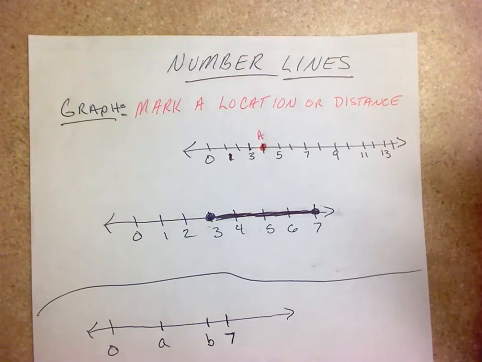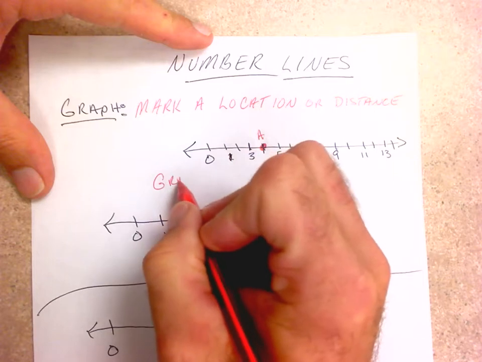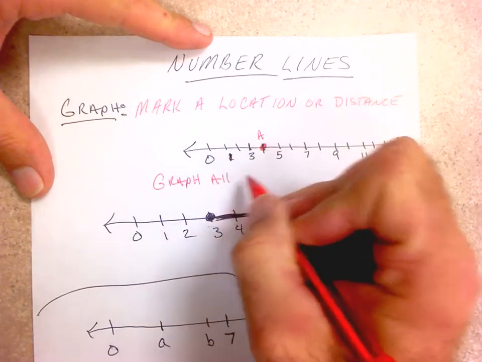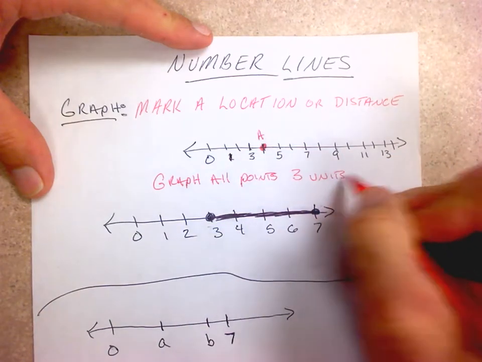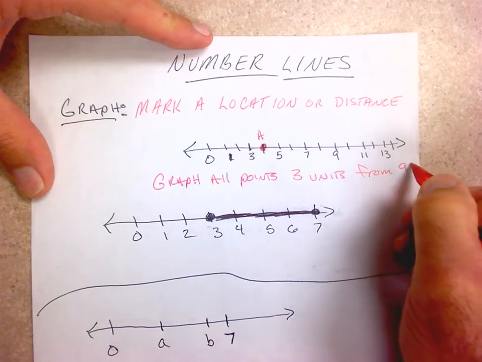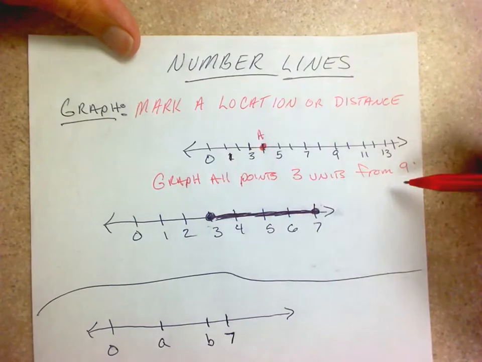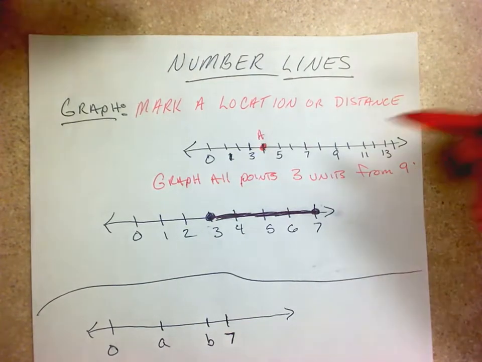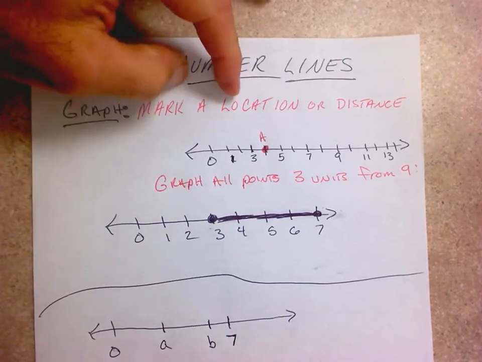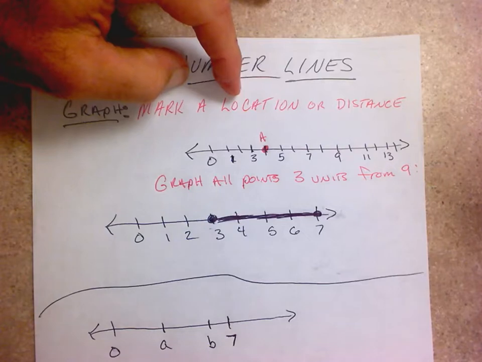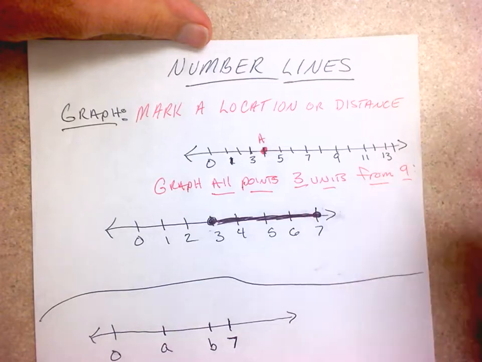We could expand that question a little bit. We could say, let's graph all points 3 units from 9. Now that's a little bit more of a question than what I asked you before. There's a lot more to this than just putting a dot at 4. But we still have to remember we're asking you to graph, so we want you to mark a location. Well, what do we want you to mark? We want you to mark all the points that are 3 units from 9.